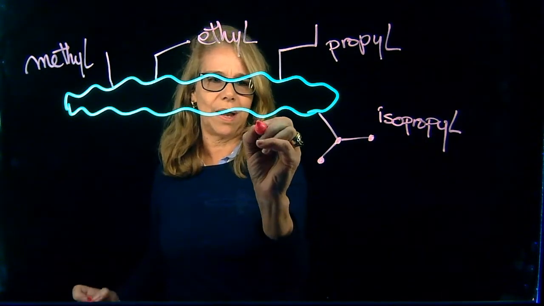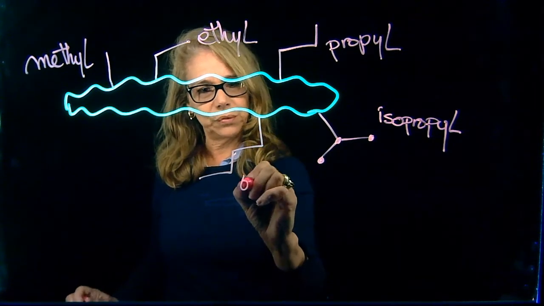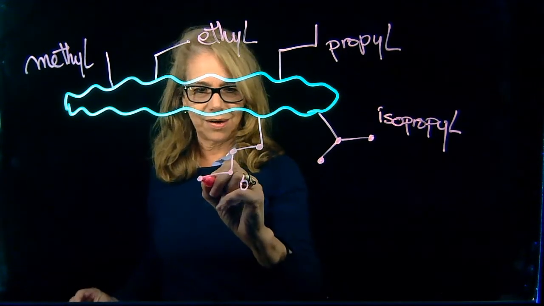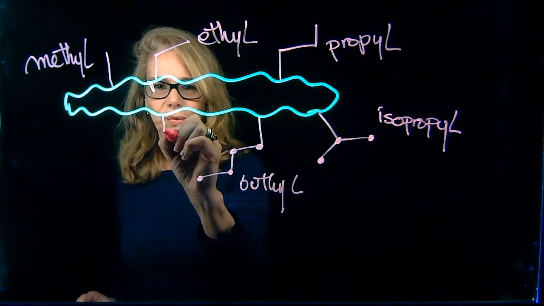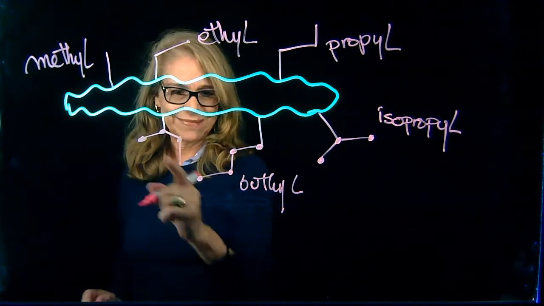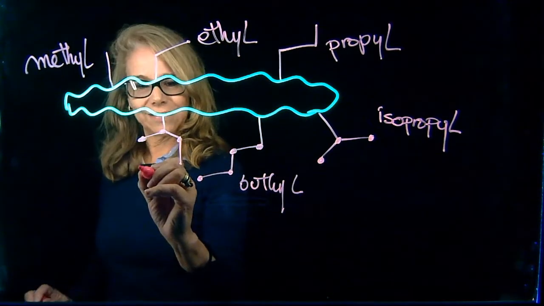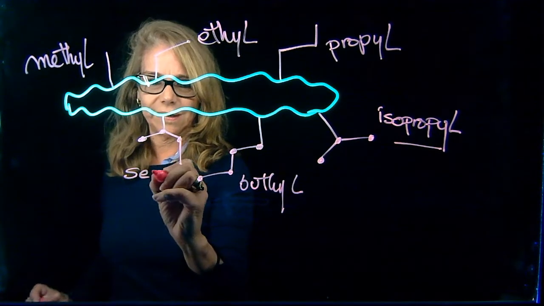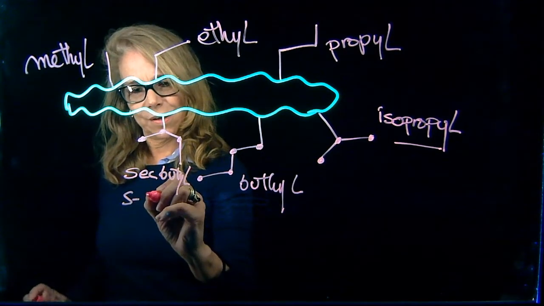But let's draw some more. One, two, three, four. That would be butyl. One, two, three, four, right? And I'm just going to highlight that carbon. So butyl. But I can write something else. I could do one, two, three, and four. That also has four carbons. It's a different type of butyl. And that's called, in common names, sec-butyl. Or we also say s-butyl.